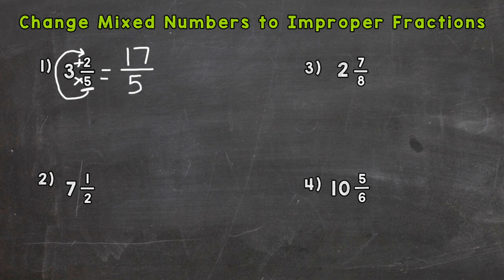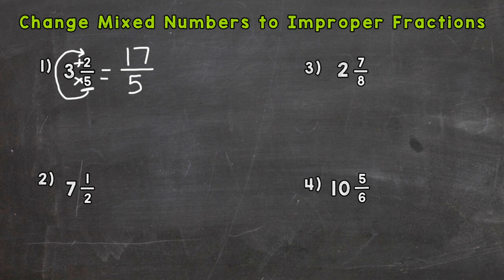And there we have it. There's our improper fraction. Now 3 2/5 is equivalent to 17/5, 17 over 5. Both of those, the mixed number and improper fraction, hold the same value. We just changed the form.